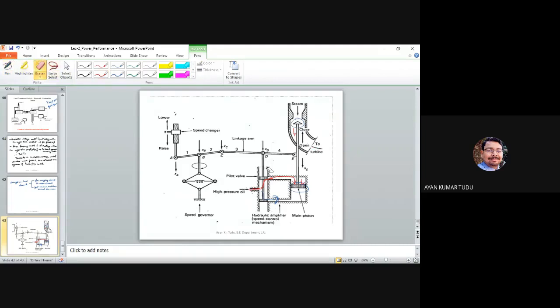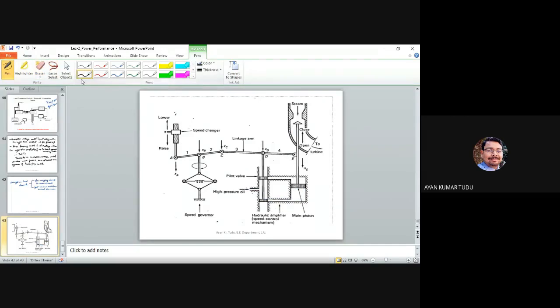Similarly, we can say that if the linkage point B is going downwards, high pressure oil is entering from this side, so it is exerting pressure at this side of the piston, so the piston will be moving upwards, meaning the turbine valve will be closing, meaning less steam would be going to the turbine. So this is how the steam turbine is being controlled.